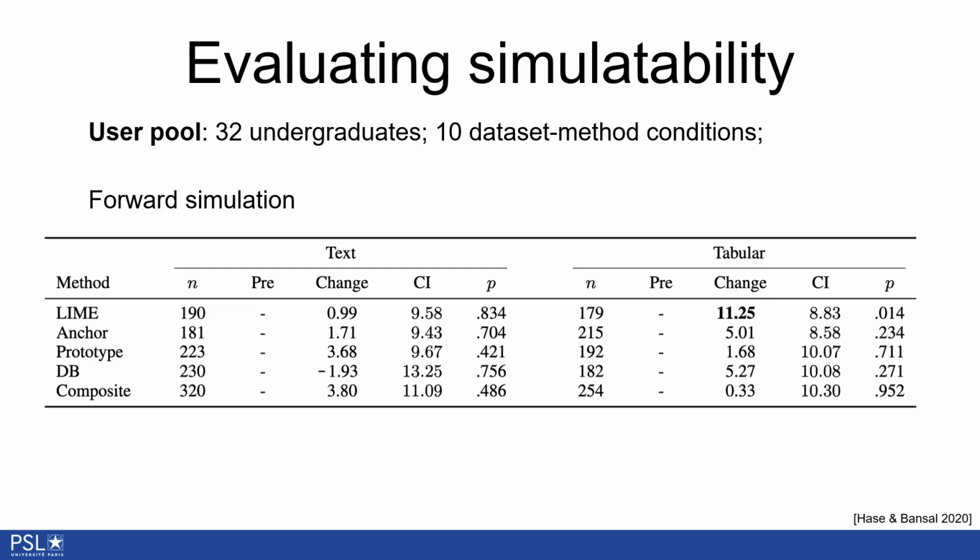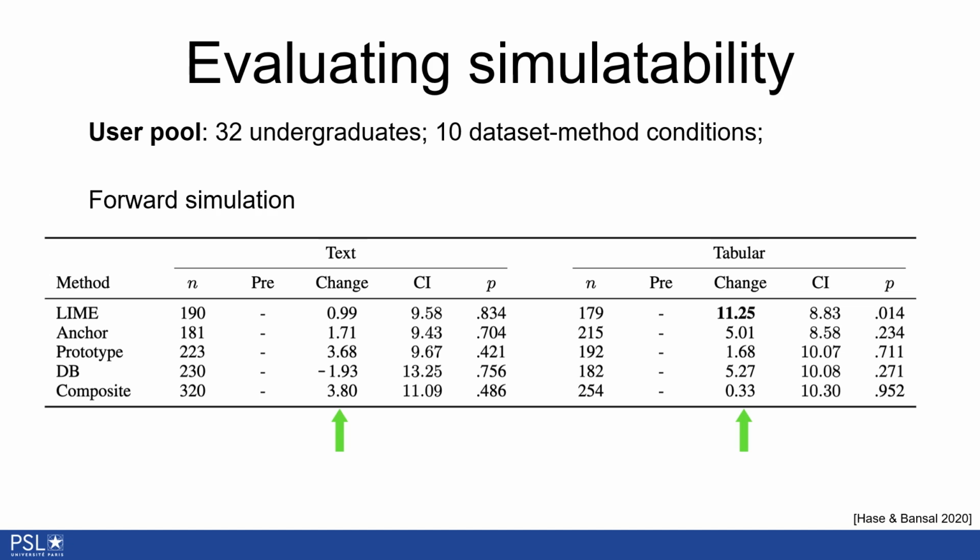This table summarizes the results of this evaluation for forward simulations. The left part of the table shows results for the text dataset, while the right part shows the results for tabular data. Different lines correspond to the 5 different explanation methods that were evaluated. The N column shows the number of instances tested for each combination between a dataset and an explanation method. The main results are shown in the change columns.